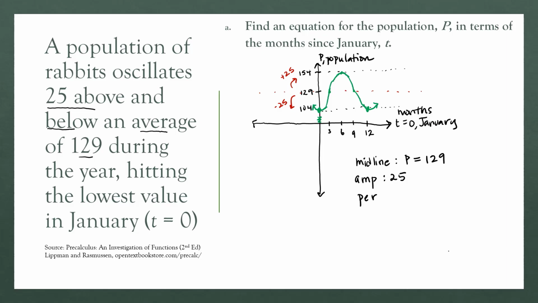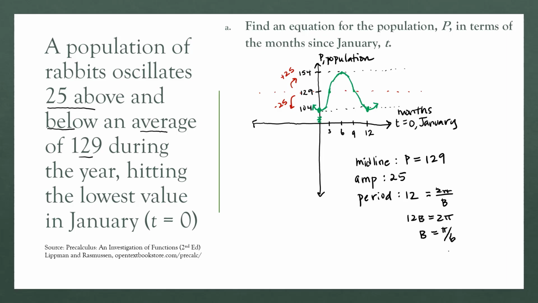The period of this function, how often is it repeating? It looks like it's repeating every 12 months. And so to find my argument for the inside of my trig function, I say that's 2 pi over b, where b is my argument. If I cross multiply this, I'm going to get 12b equals 2 pi. Divide both sides by 12. I'm going to get 2 pi over 12, which is pi over 6. All right, so I've got a lot of good information here.